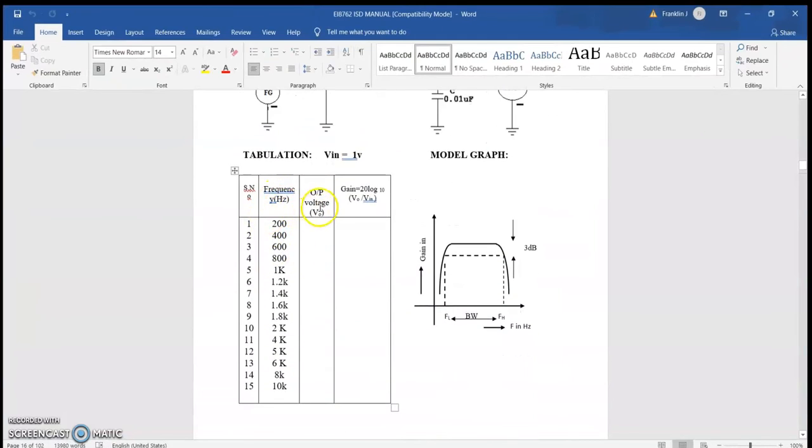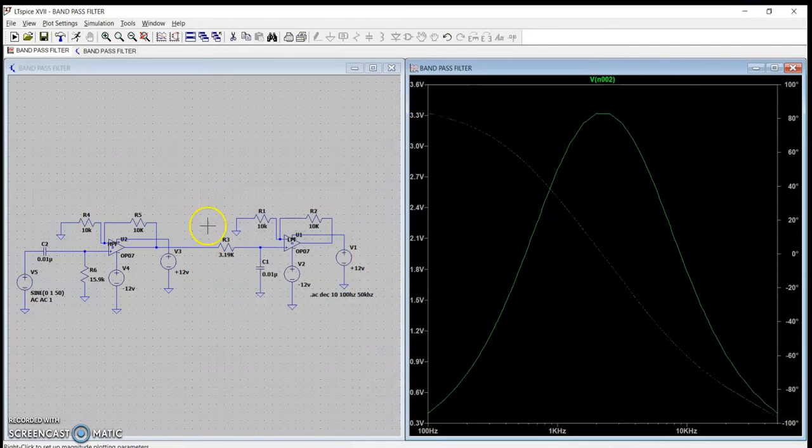For each frequency, note the output voltage you are getting, and then write the gain both theoretically and practically. Theoretically, you have to calculate 20 log base 10 of V naught by V in. You get V naught from the graph, and V in is 1 volt. Practically, you have to note it from your graph. So this is how you can simulate and run a band pass filter in LTspice. Thank you.